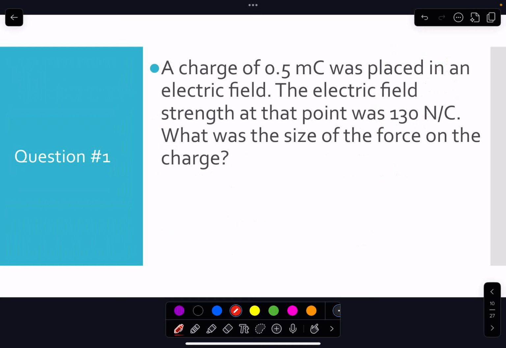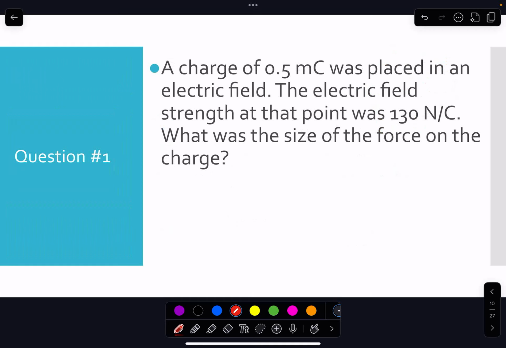All right, so a charge of 0.5 millicoulombs was placed in an electric field. The electric field strength at that point was 130 newtons per coulomb. What is the size of the force on that charge? Okay, so now because we're picking from equations, and we've got a lot of stuff going on here, I highly recommend you write out your given information. It's not required, but it is encouraged, especially if you are stuck in a problem.